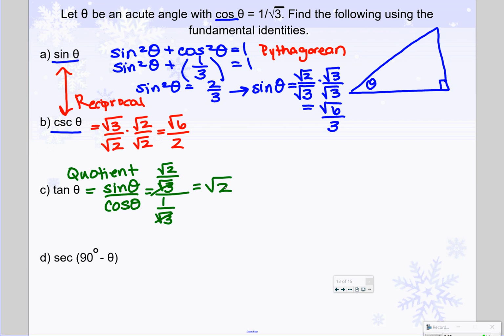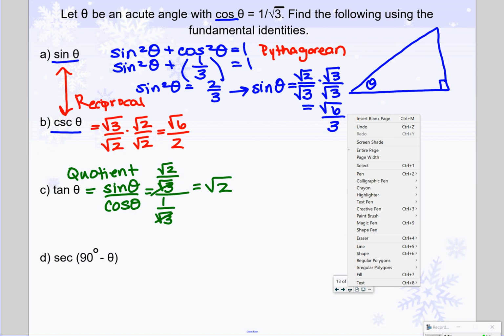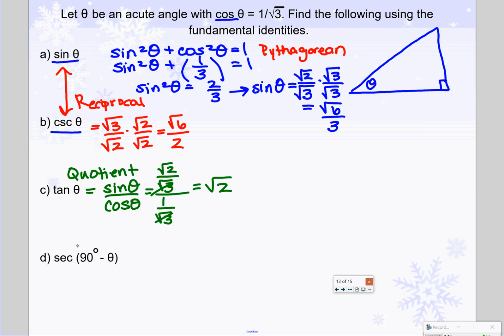Okay? Last but not least, secant of 90 minus theta. If you see a 90 minus, you know it's going to be a cofunction identity. Which function in the cofunction identities is friends with secant? Cosecant. According to the identities, 90 minus one is equal to the other. So cosecant of theta, actually we already have that. My answer is rad 6 over 2.